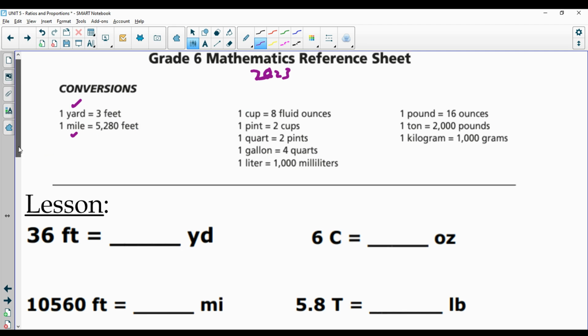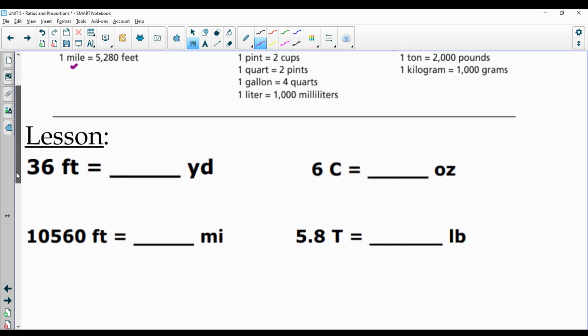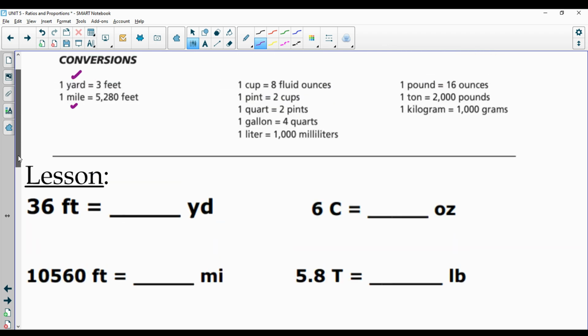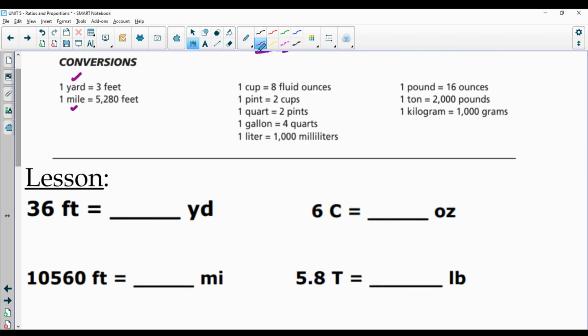Let's see what the questions look like. Let's jump right into it. I'm going to keep this up here because we need to use it as a reference. The lesson here is this: how do we convert one unit into another? That's it. Here we already have a conversion: 1 yard is 3 feet.